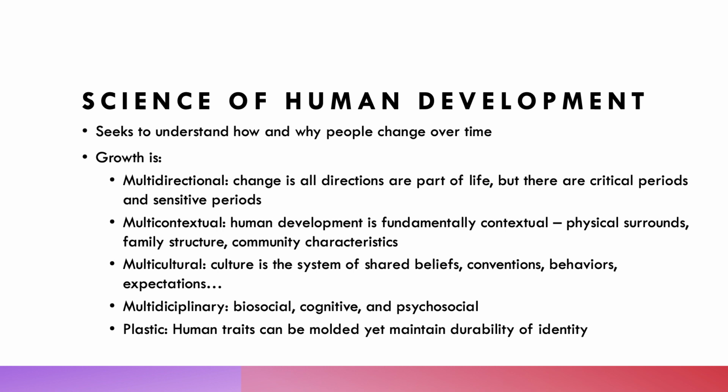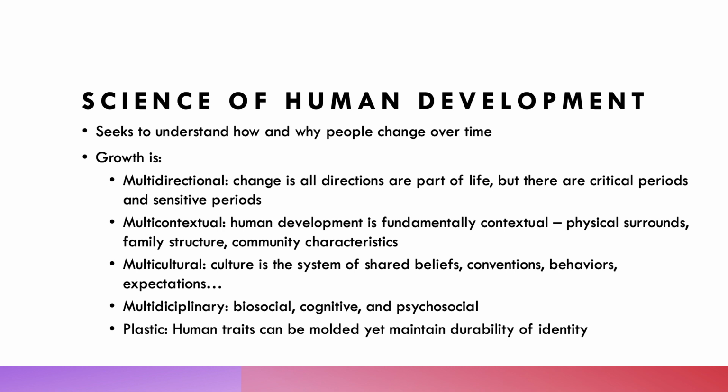Let's begin. The science of human development seeks to understand why and how people change over time. We know that as we grow and we develop, we don't always make progress at a specific speed, that everybody isn't on exactly the same time frame, and that there are some variances. But generally, we look at growth as multi-directional, multi-contextual, multicultural, multidisciplinary, and plastic. Let's cover one of those at a time.